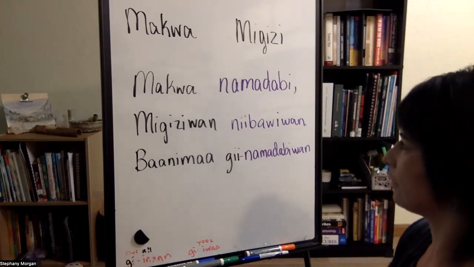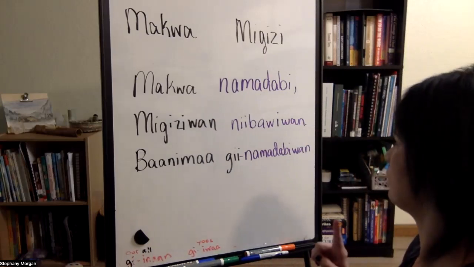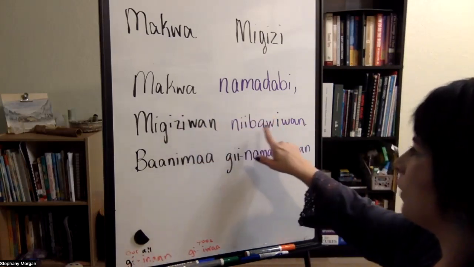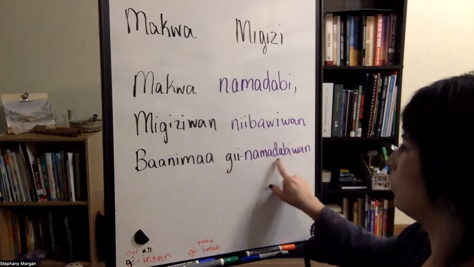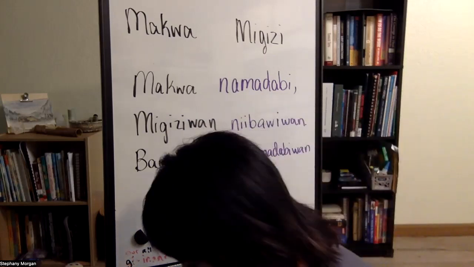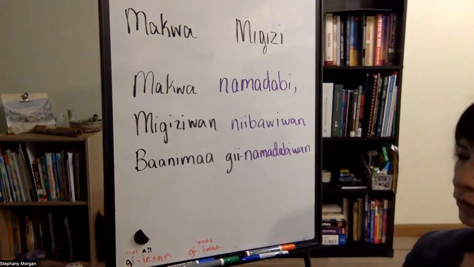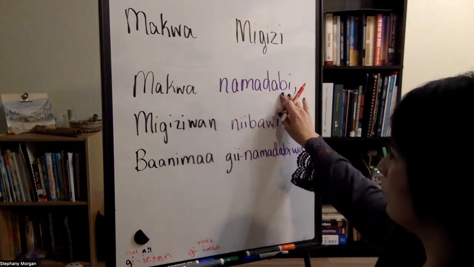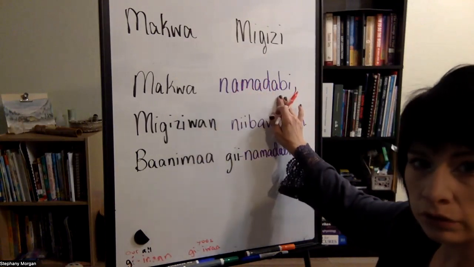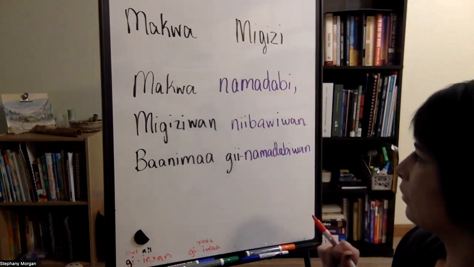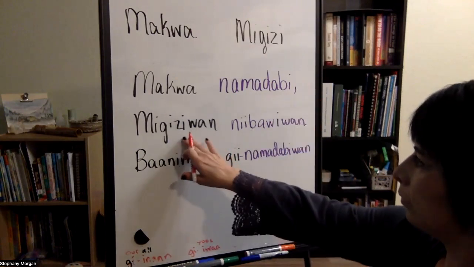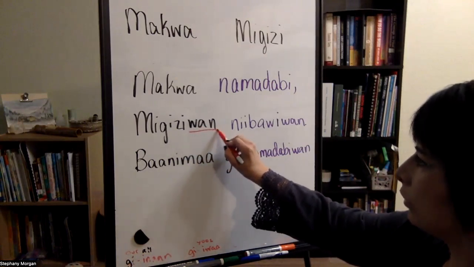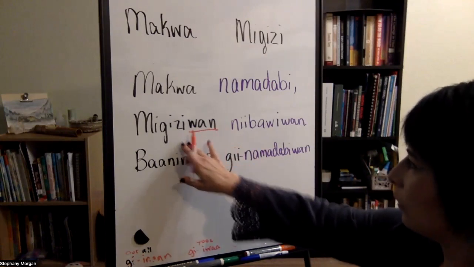All right, here's our phrase. Well, it's two sentences. Makwa namadabe, Migizi wan nibawiwan, banama gi namadabiwan. So in this case, we know namadabe means he or she sits. That is the verb in its ween form, its root form. He or she is built into it. Let's see, what else do we know? Migizi wan, this is an inanimate marker. So we know Migizi is fourth person.